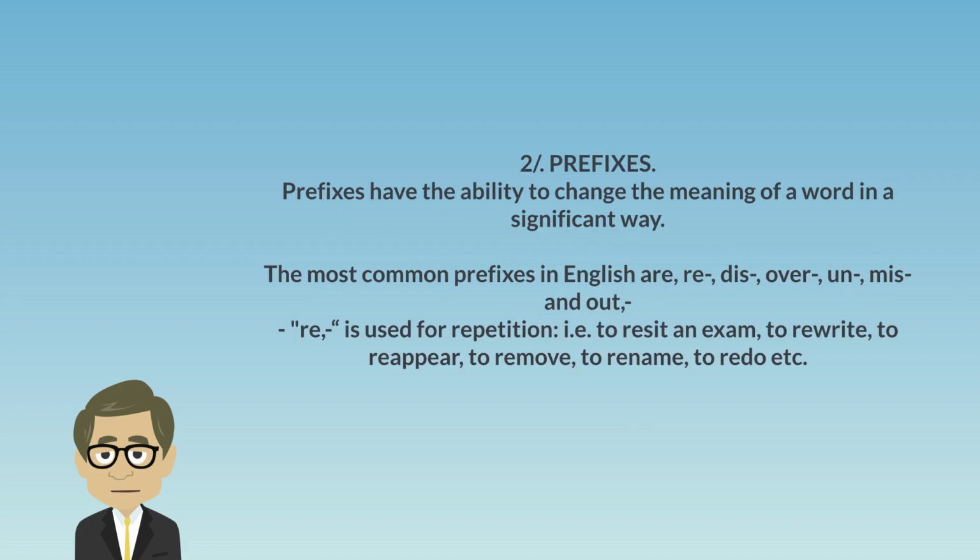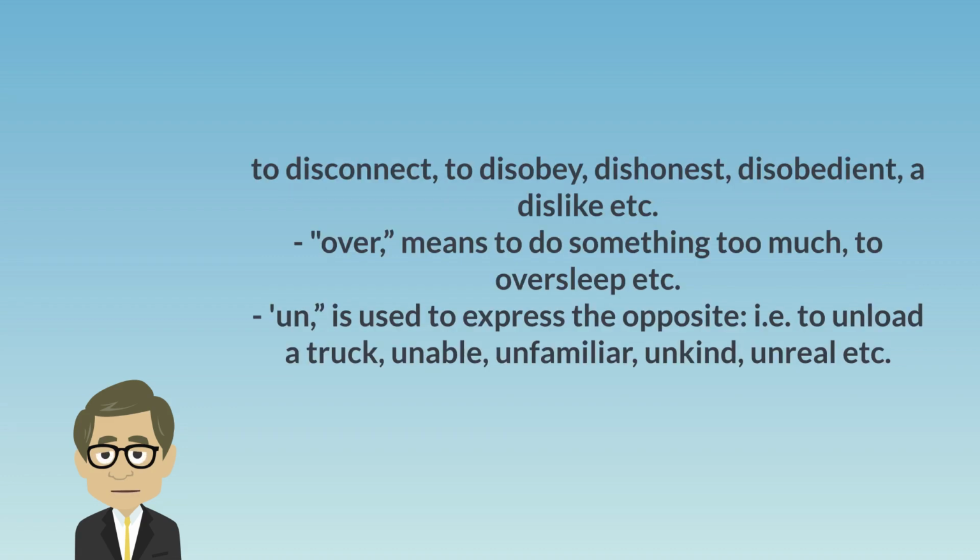2. Prefixes. Prefixes have the ability to change the meaning of a word in a significant way. The most common prefixes in English are re-, dis-, over-, un-, mis-, and out-. Re- is used for repetition, i.e. resit an exam, rewrite, reappear, redo, etc. Dis- is used for the opposite: to disconnect, to disobey, dishonest, disobedient, a dislike, etc.